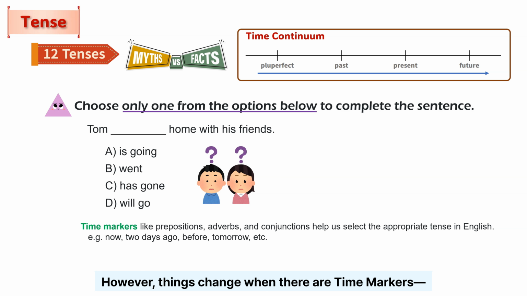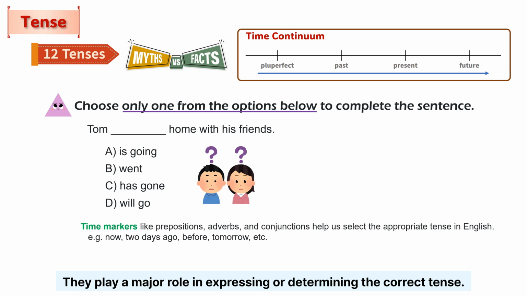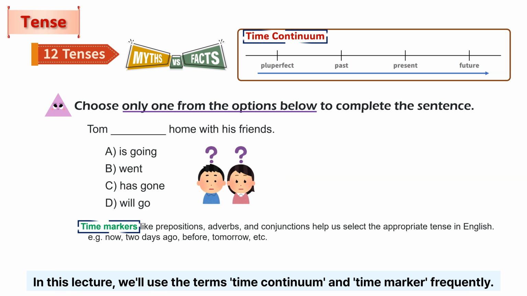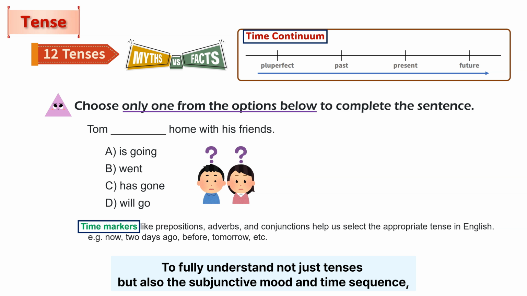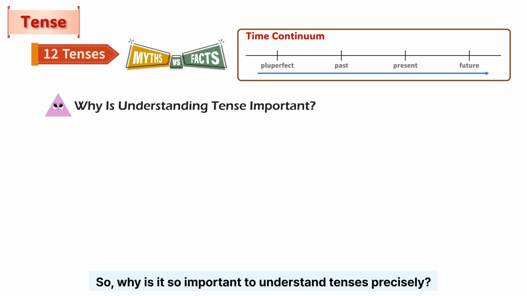However, things change when there are time markers, that is, linguistic signals that indicate time. As shown below, various adverbs, prepositions, or conjunctions act as time markers. They play a major role in expressing or determining the correct tense. In this lecture, we'll use the terms time continuum and time marker frequently. To fully understand not just tenses but also the subjunctive mood and time sequence, you need to become comfortable with these two concepts. So, why is it so important to understand tenses precisely?